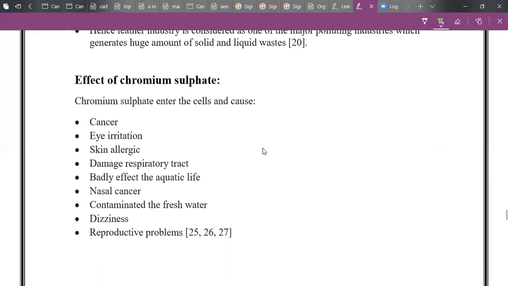So that's why we need an alternative path. Vegetable tanning is the alternative path to chromium tanning, but it is an expensive tanning. So most of the leather industry uses chromium tanning, but we need to use vegetable tanning because it is eco-friendly.